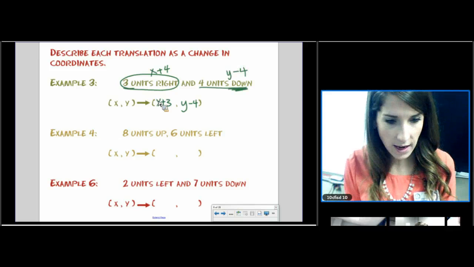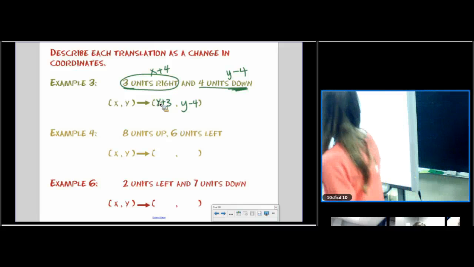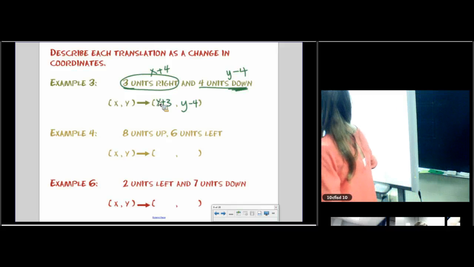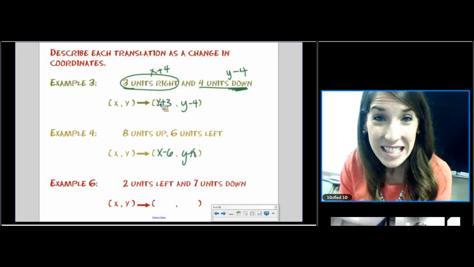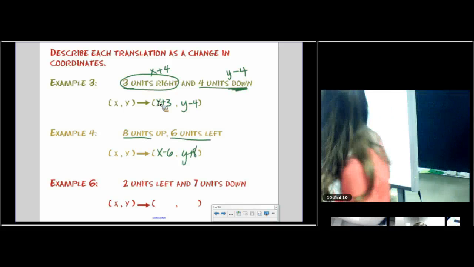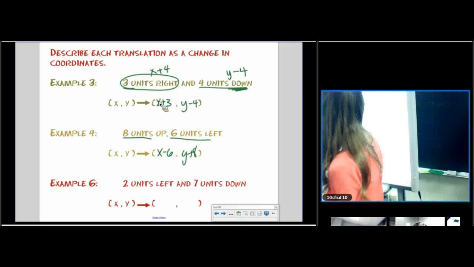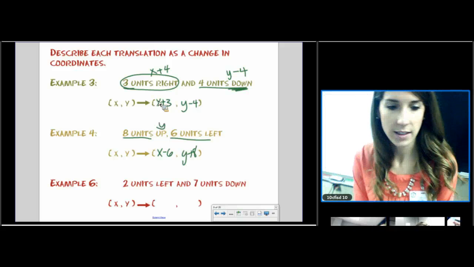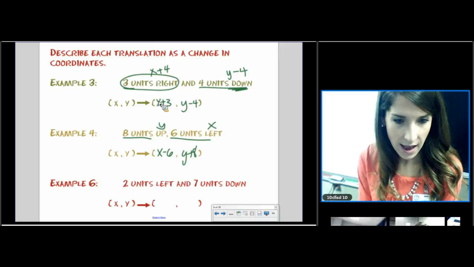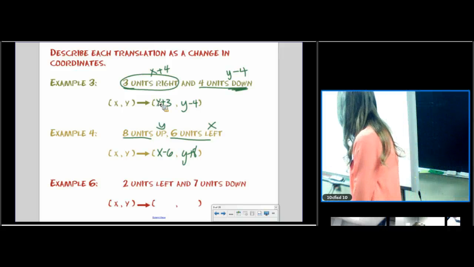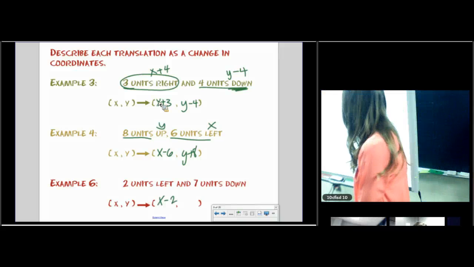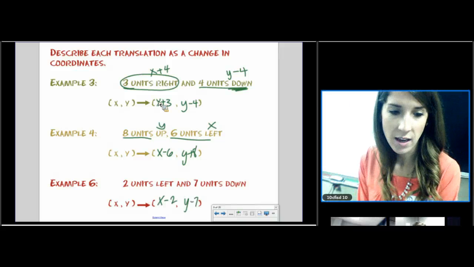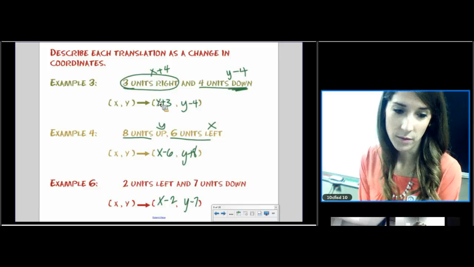Okay, Victor, thank you. x minus 6, y plus 8. So I didn't trick you by putting the y one first. 8 units up. Remember, up is going to affect the y, and then left is going to affect the x. And Anna, x minus 2, very good. y minus 7. Okay, wonderful. So that's easy enough, translating the command into the rule.